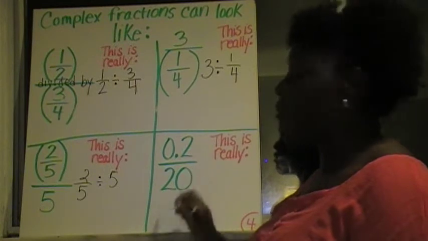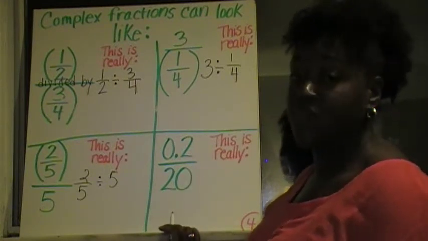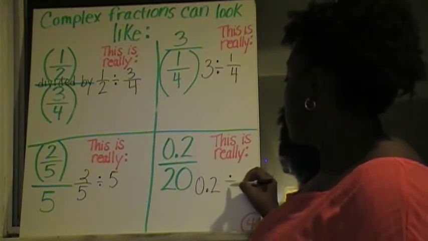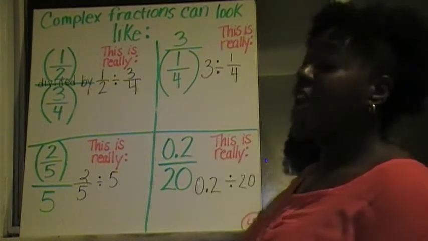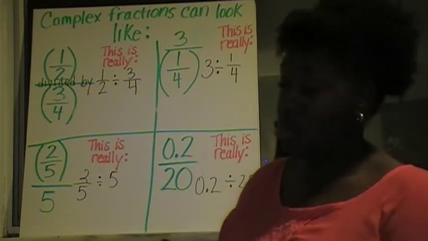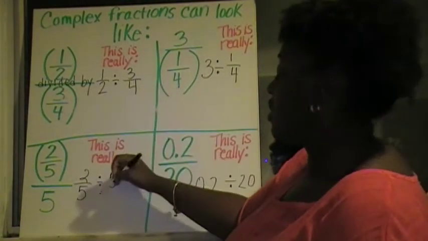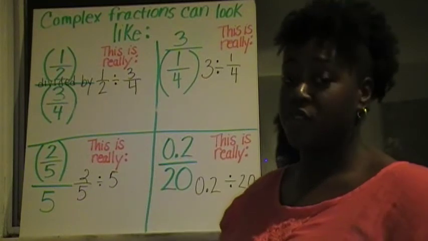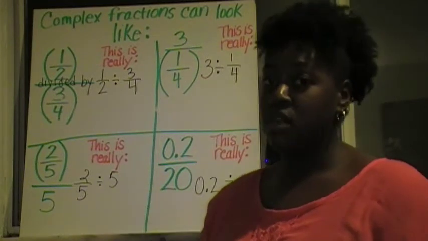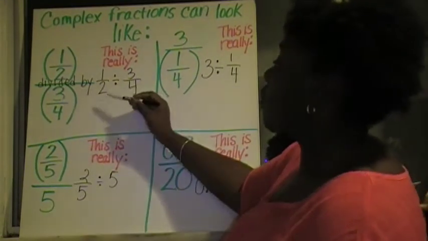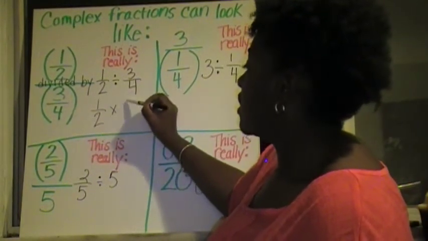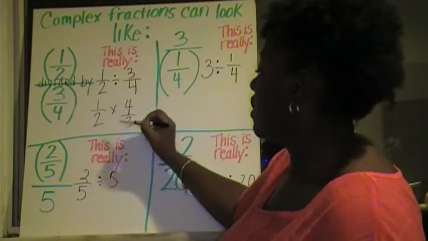Remember, this fraction bar means dividing by. I'm going to divide. So this is really 2/10 divided by 20. If we remember back to first quarter, division is really multiplying by the multiplicative inverse. Or if you remember, keep, change, flip. So 1/2 divided by 3/4 is really 1/2 times 4/3.